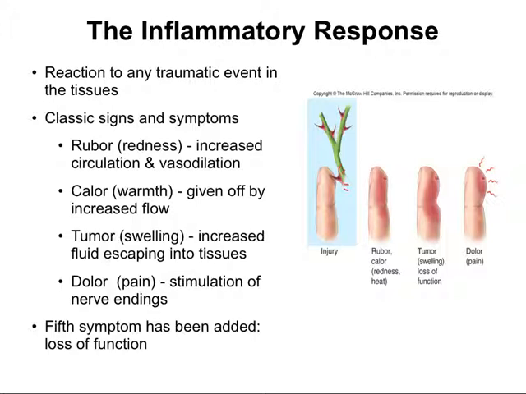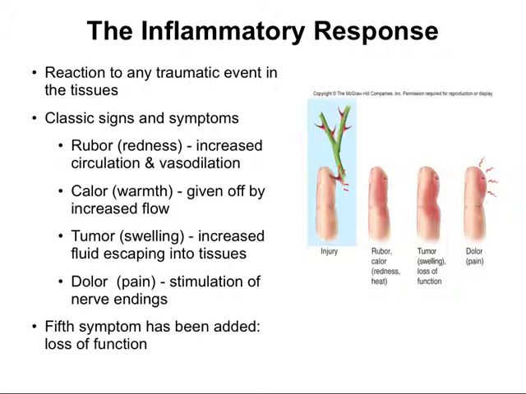We'll also see tumor or swelling. The swelling occurs because of increased fluid escaping into the tissues from the local vessels. And then dolor or pain occurs because of the stimulation of free nerve endings, which is sometimes due to the stretching of the tissue. Now, a fifth symptom has been added in order to make a more complete story, and that is loss of function. Often we'll lose function due to the swelling. These symptoms may be really unpleasant, but they do serve an important role as a warning system to set in motion a response that prevents further injury or infection.